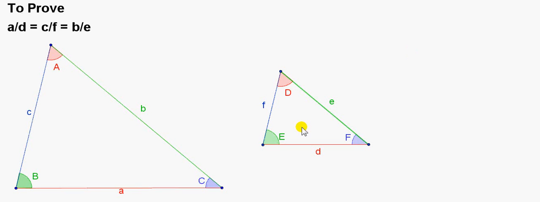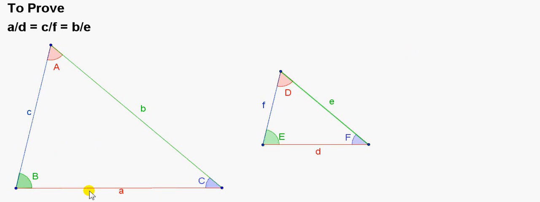Here we have two similar triangles. Now I'm using the naming convention that is used in trigonometry, where capital letters are used for angles and small letters are used for sides. Notice that small a is opposite angle capital A. Similarly, small c, the length of this side, is opposite angle capital C, and small b is opposite capital B, and we have the same for this triangle here.